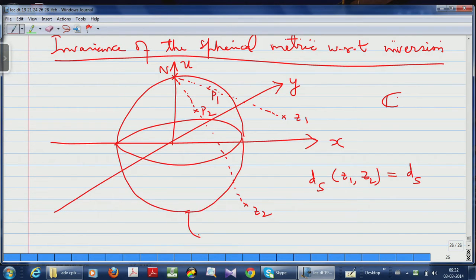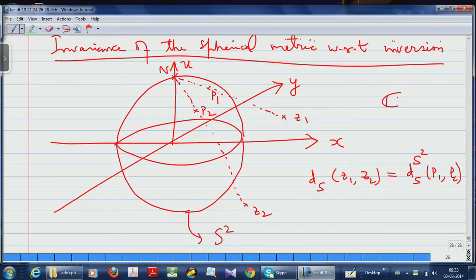Let me call this S2. This is the real 2-sphere. This is standard topological notation. So let me put S2 here between P1 and P2.